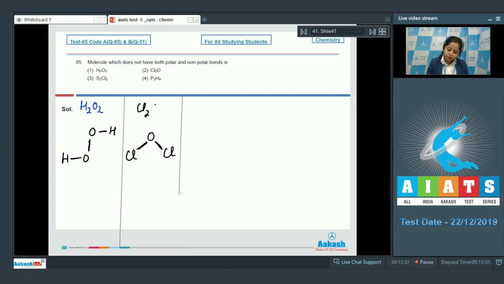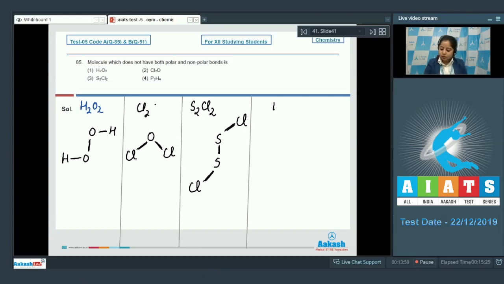Moving to the next option, which is S2Cl2. So, Cl-S-S-Cl. Here these two bonds are polar bonds and the central bond is the non-polar bond. Moving to the next option, which is P2H4. Here 4 bonds are polar bonds and 1 bond is a non-polar bond.